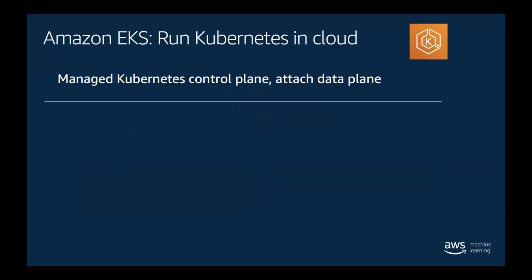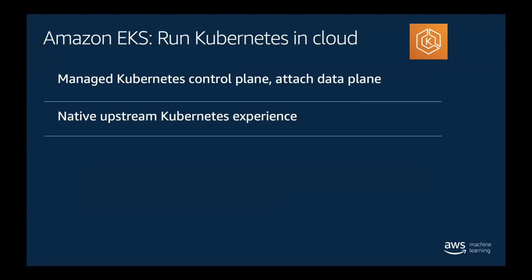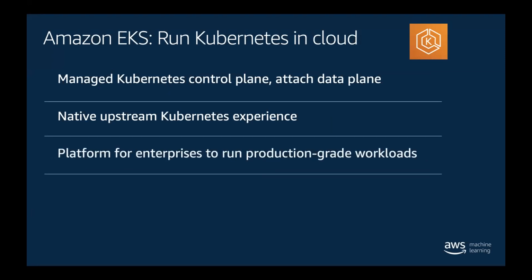And if you don't want to spend a lot of time maintaining Kubernetes, there's also the capability of running Kubernetes in the cloud. There are a couple of managed Kubernetes services. For example, Amazon offers the Elastic Kubernetes Service, EKS, which gives you a managed Kubernetes control plane, and you can focus your time on attaching your data plane and spinning up your applications, your pods. You will have a native upstream Kubernetes experience, and it really helps you have an enterprise-grade platform to run those pods on. And obviously it's integrated with a lot of other services in case you're using AWS already.